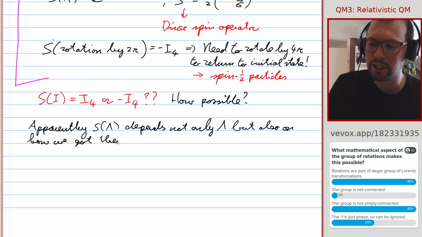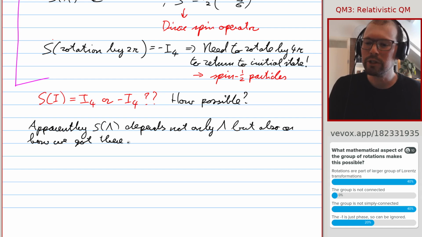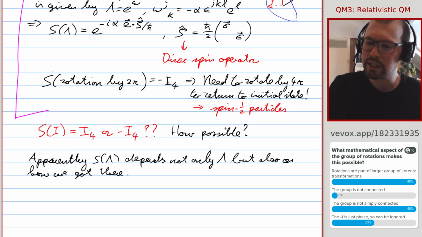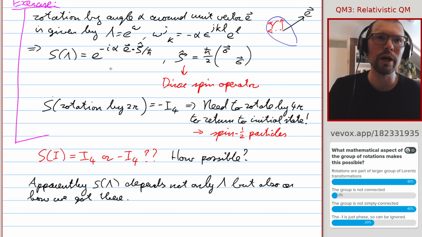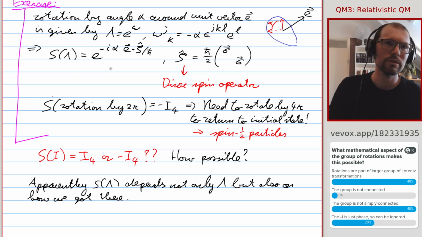So what do I mean by that? Well, how did we get to this minus the identity here? Well, through this exponential formula. And how did we get there? Well, we got there by composing many, many small rotations or other Lorentz transformations.